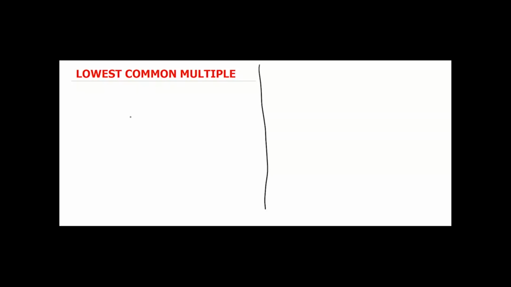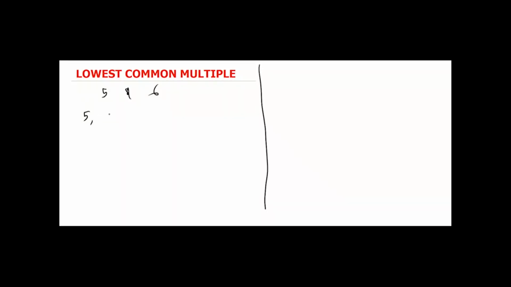Of course, the first common multiple will be the lowest common multiple. So take for instance, we want to get the common multiples of 5 and 6. So we need to write out some multiples of 5.